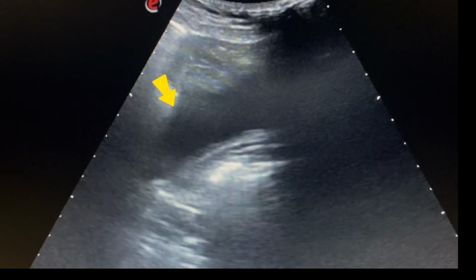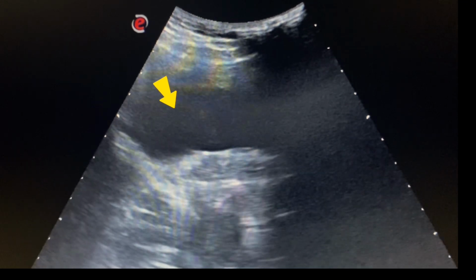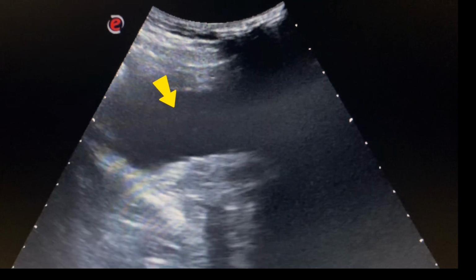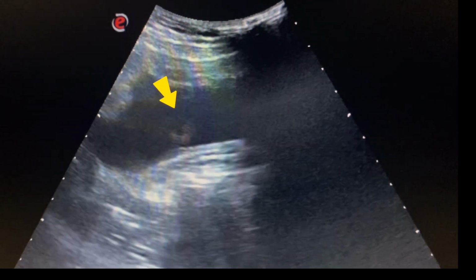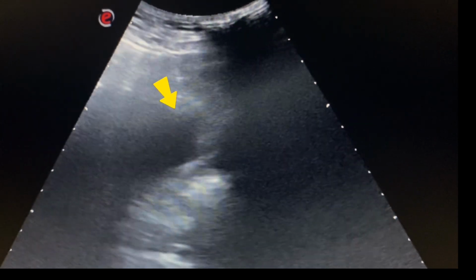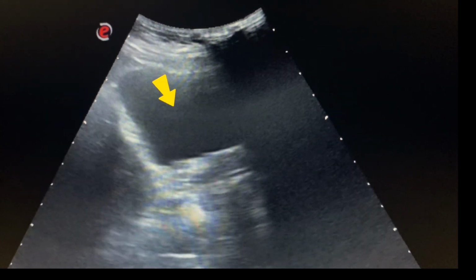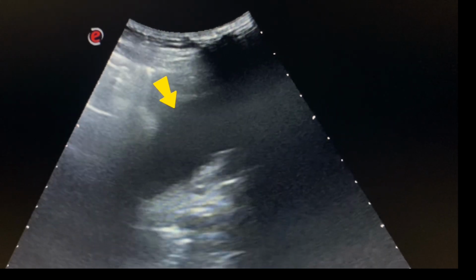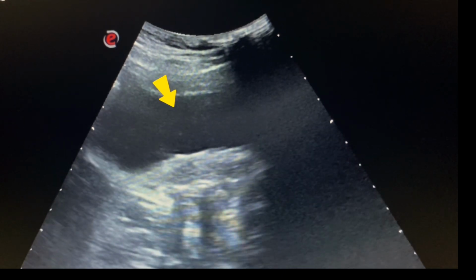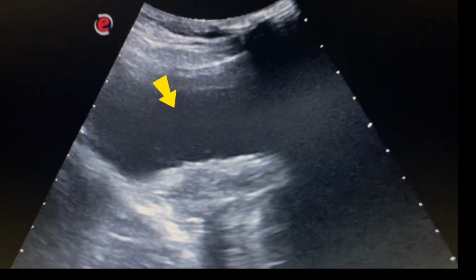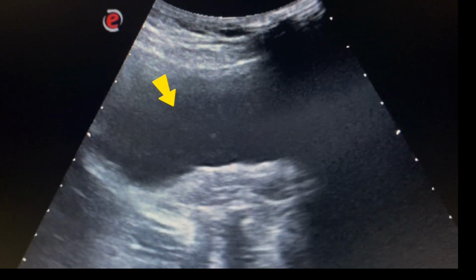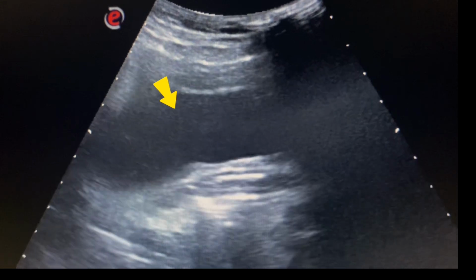Now we also scan the urinary bladder, which is partially filled and contains no stone or mass. The walls appear normal and thin. If we look in the bladder, we see some echogenic debris in the fluid.